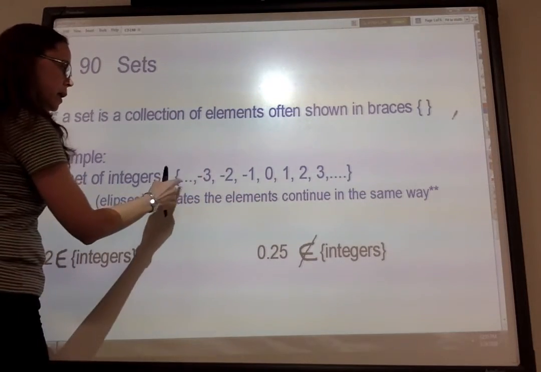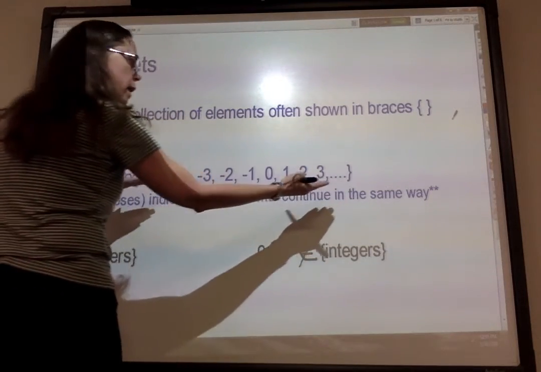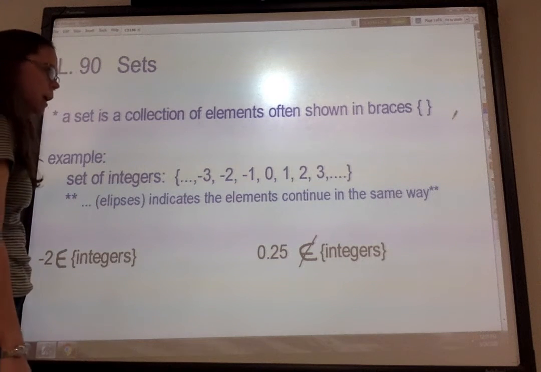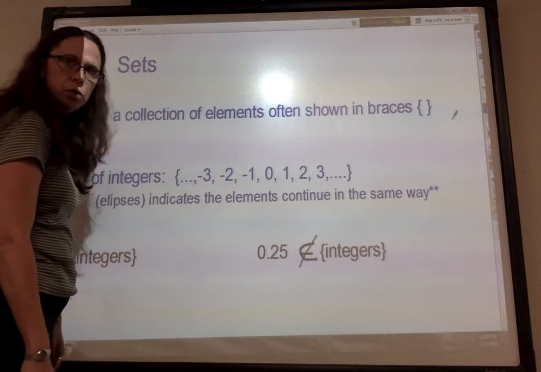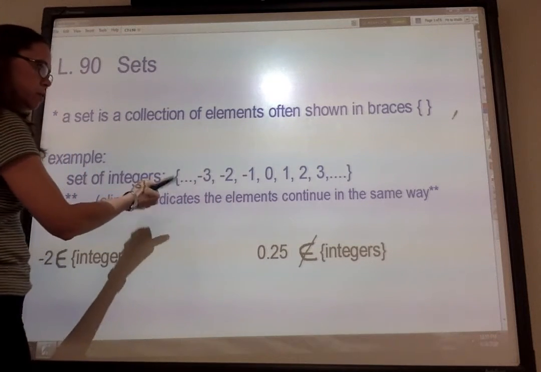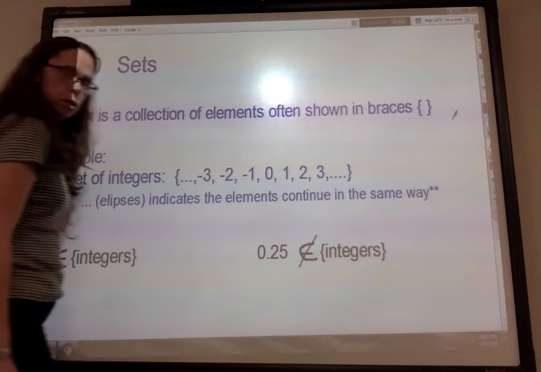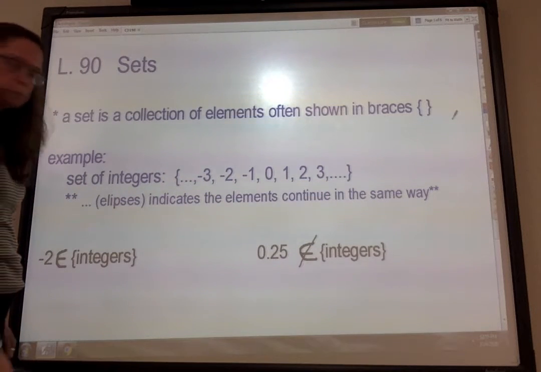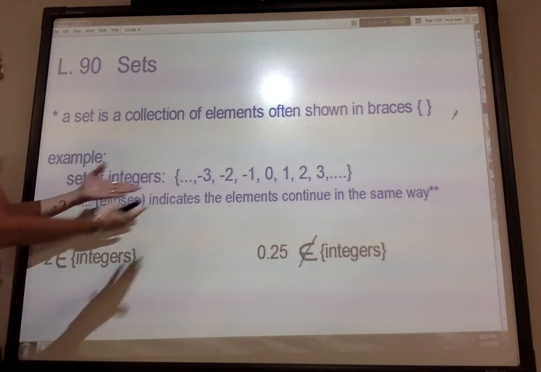Now you'll notice that I have ... before and after. These are called ellipses. Okay? And they indicate that the elements continue in the same pattern, in this case, going in the negative direction and in the positive direction because we're dealing with the set of integers. Okay? Now, sets are made of elements.